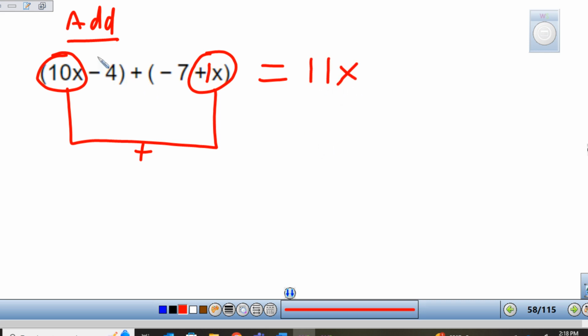Now we have to look at the constant terms. The constant terms are negative 4 and negative 7. Don't forget the negatives, that's important. So negative 4 plus negative 7 is going to give us a negative number. It's going to be negative 11. And that's our answer.